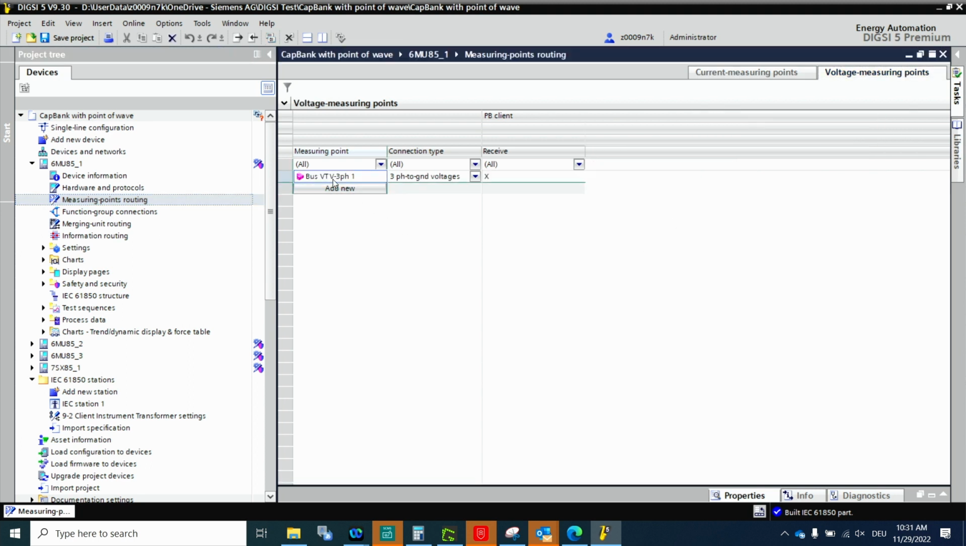As you can see here, the busbar voltage is coming through the process bus client. That means the merging unit is going to receive the voltage through the process bus client. How to configure in the merging unit functionality and the process bus client? It needs to be carried out in hardware and protocols.